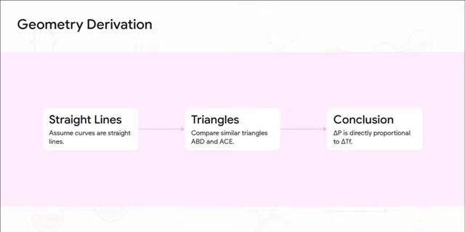AD over AE equals BD over CE. When we plug our pressure and temperature variables into those geometric ratios, boom, we arrive at a brilliant, simple conclusion. The drop in vapor pressure, delta P, is directly proportional to the depression in freezing point, delta Tf.